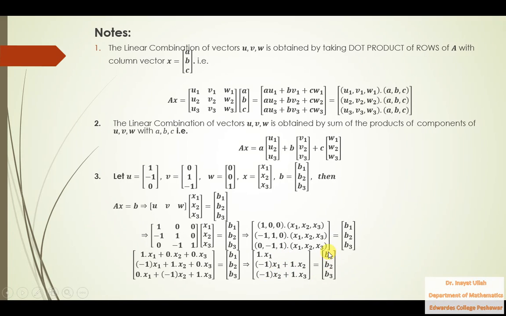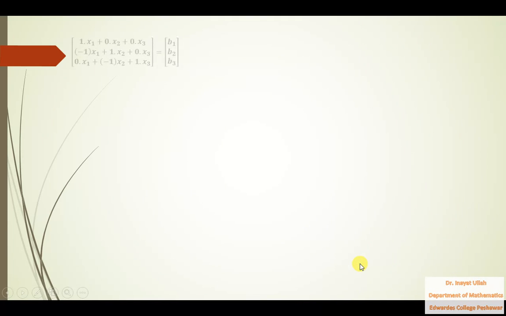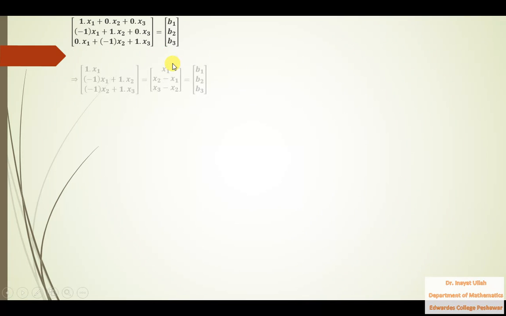This vector is equal to this thing. In this slide we have written the same thing is equal to b1, b2, b3. Now again 1 into x1 is here, that will become 0. So writing x2 first, since x2 is positive, and the coefficient of x1 is negative, that's why I have written minus x1 here. Similarly, x3 minus x2 is equal to b1, b2, b3.